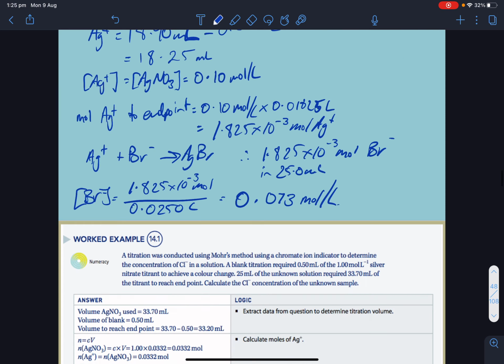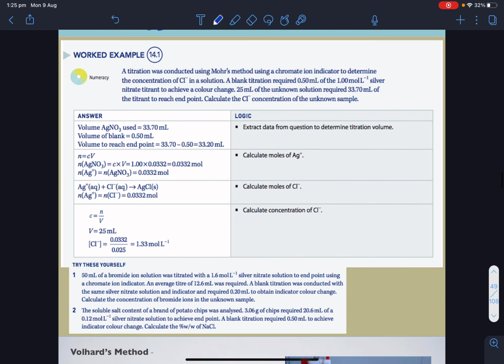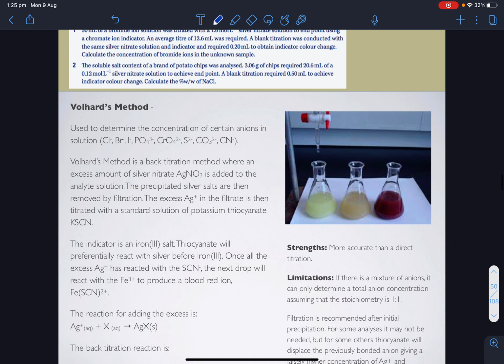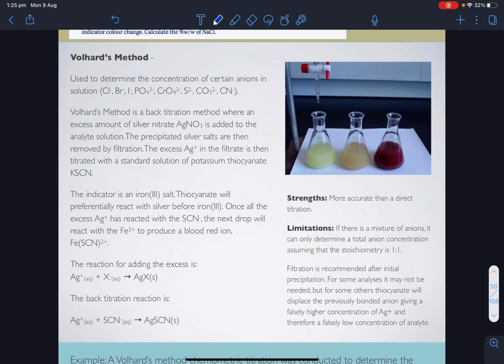Alright, there's another example from the textbook. Let's talk about our other method, which is very similar in that it still uses silver nitrate, and you'll still see the chloride, bromide and cyanide there, but you'll see it analyzes for a lot broader. Okay, and it analyzes for a lot broader because it's a back titration.